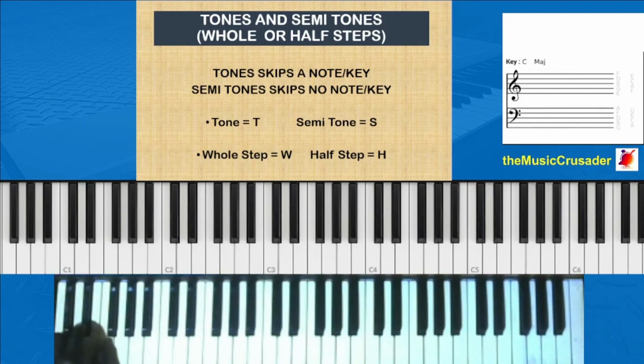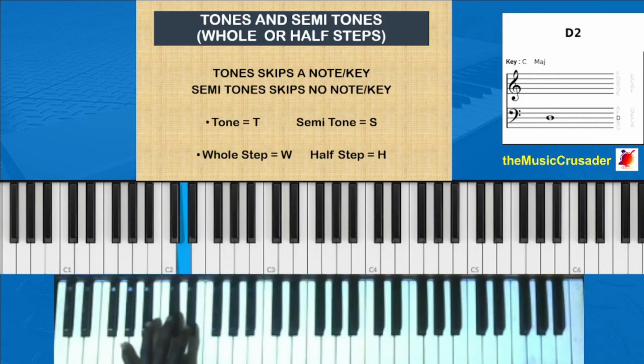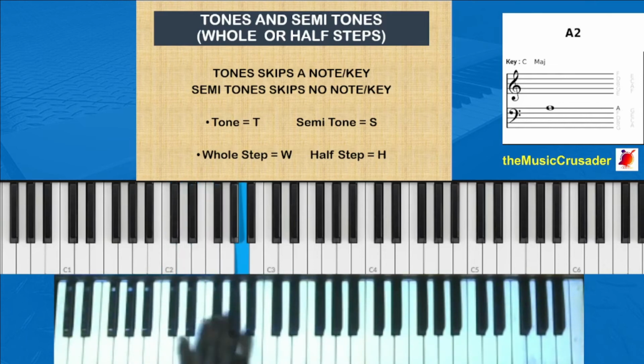So if I move and the space between them is one, I have jumped one key, that means I'm moving a tone. But if there is no space between, let's come to the middle, then that means there is a semitone because there's no space. So now a semitone will just move note to note, semitone, semitone, semitone, semitone.